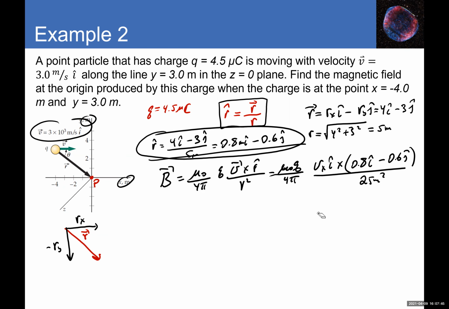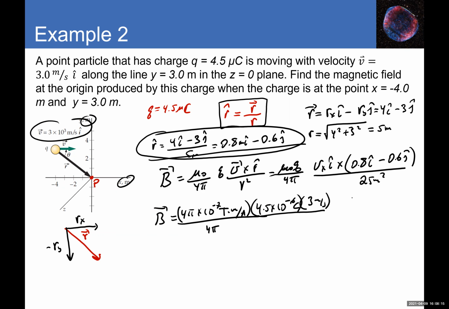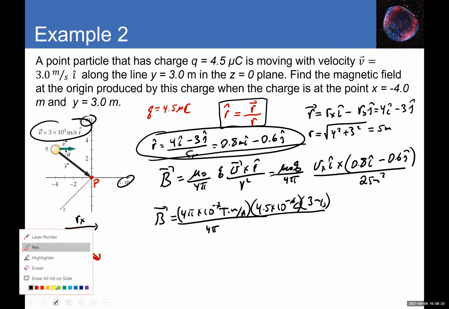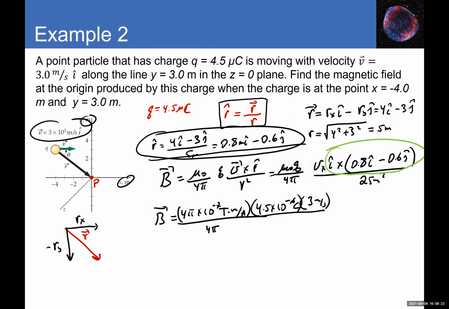Calculating this, if I plug in the values, I have 4 pi times 10 to the negative 7, with units of Tesla meters per amp for the mu naught, divided by 4 pi. Then the charged particle is 4.5 times 10 to the negative 6 Coulomb, then 3 meters per second for the velocity, or the speed at this point. Then if I look at this portion over here, there's a cross product.